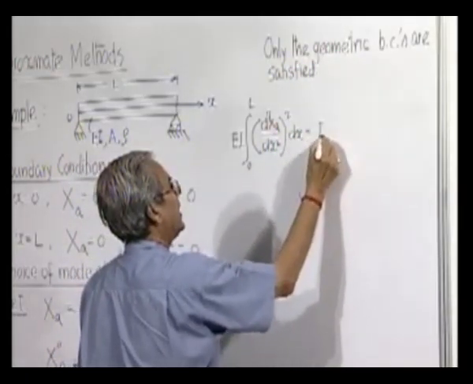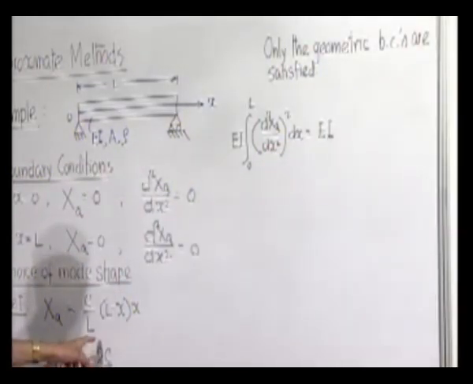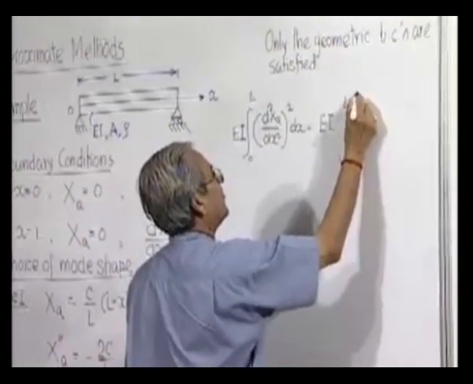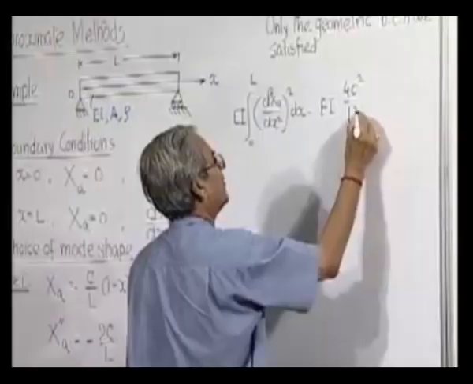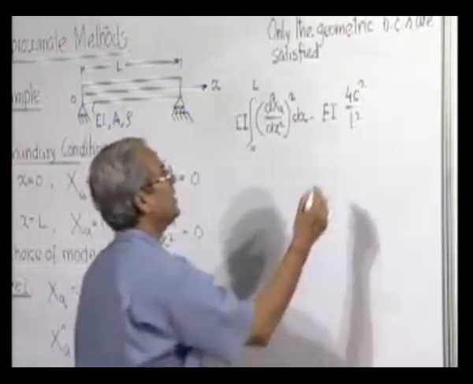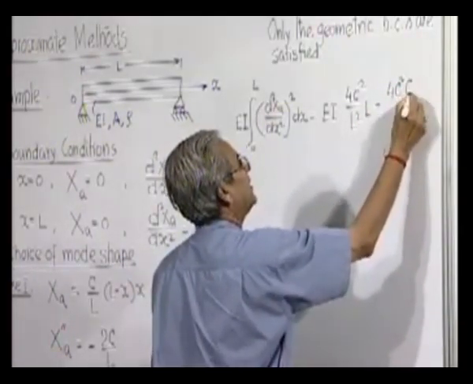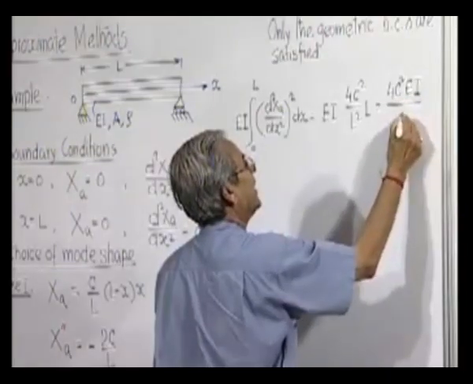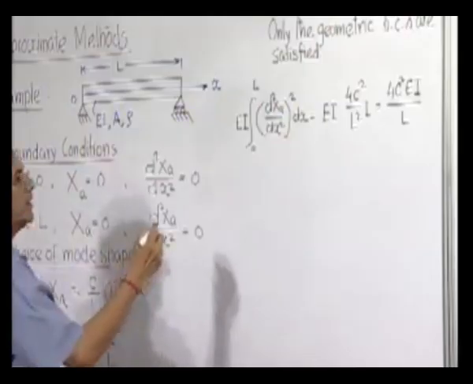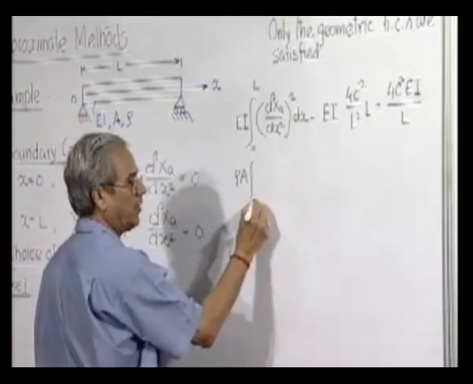This is equal to EI into, now d2x a dx square is minus 2c by L. If we make it square, so we get, so what remains inside simply 0 to L dx, which is nothing but simply L. That is 4 c square EI by, that is the numerator. The denominator is rho a is again constant because it is a uniform beam.